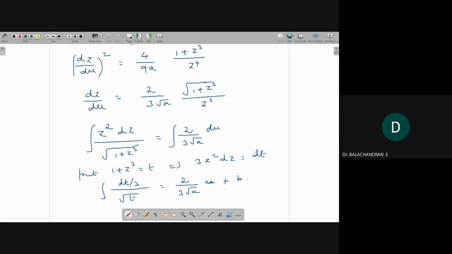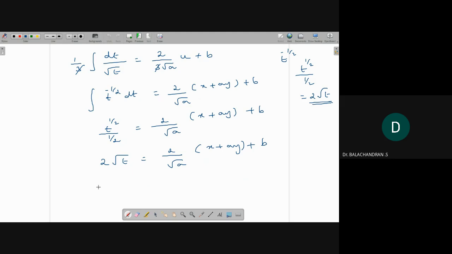We give the substitution t equal to 1 plus z cube. So 2 into root of 1 plus z cube equal to 2 by root a. So 2 can be cancelled, or divide by 2. Then you will get another constant here, b by 2, which you should take as c. Okay, I'll stop here.